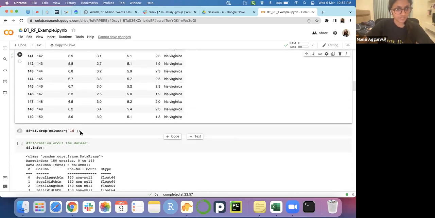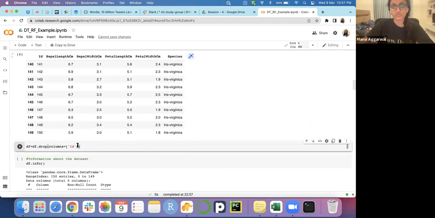Okay. We will drop the ID column. ID column is just for a qualitative aspect of the data set. Like this particular row has an ID 141. So this might be the 141st flower or something. This does not add any value to the machine learning model. From a machine learning perspective, this is just a numeric serial number. So we don't need that.